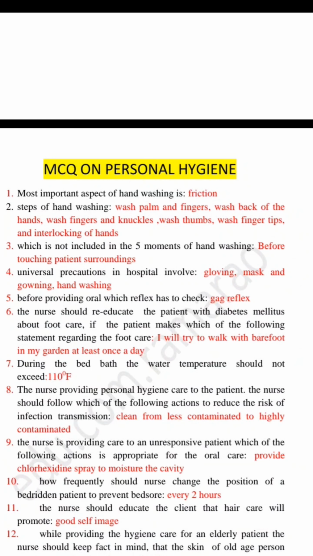The next one: during the bed bath, the water temperature should not exceed the normal temperature, 110 degrees Fahrenheit. For bed bath the temperature should not exceed 110 degrees Fahrenheit. Okay, the next question: the nurse providing personal hygiene care to the patient should follow which of the following actions to reduce the risk of infection transmission? The answer is clean from less contaminated to high contamination. So less contamination to high contamination.